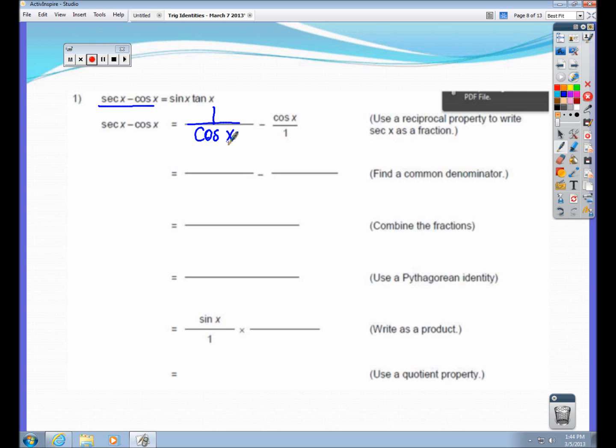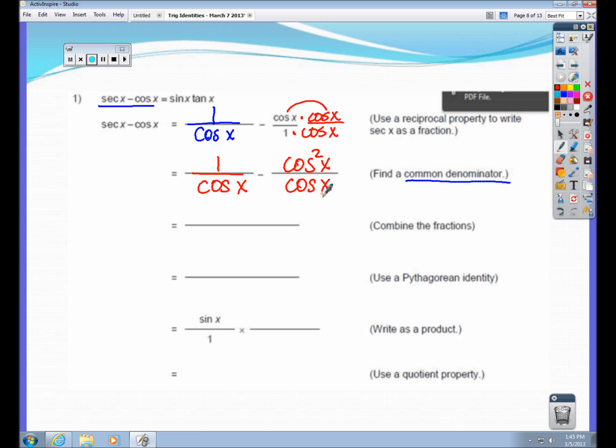Anytime you're subtracting fractions, you must have a common denominator, whether it's numbers, x's, trig functions. So let's do that. And the common denominator on this would be cosine. So I need to multiply the top and bottom of the second fraction times cosine. Okay, so that leaves me with 1 over cosine for the first fraction. And on the second one, cosine times cosine is cosine squared. 1 times cosine is cosine.